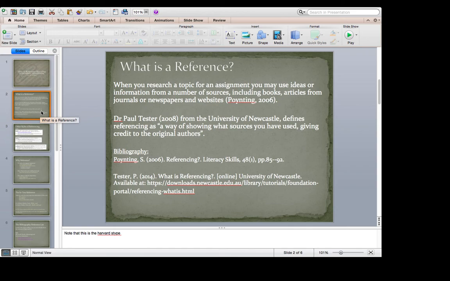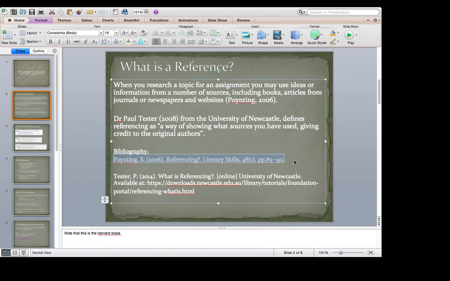So what is a reference? When you research a topic for an assignment, you may use ideas or information from a number of sources, including books, articles from journals or newspapers. A lot of you will be using websites. Now that's from an author, Citipointe, 2006. Well, I shouldn't say author because it's actually my own words. I just used the information that I got from a journal article, the Literacy Skills Journal. He had the title Referencing. You can see more information in my bibliography at the end there.